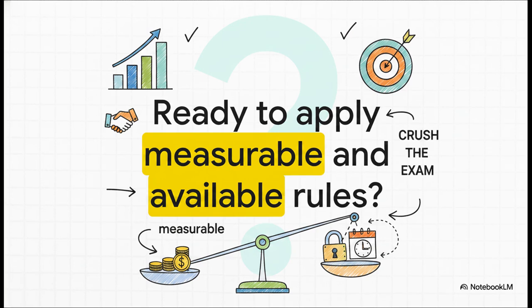So, I'll leave you with this final, empowering question. Are you ready to stop memorizing endless, confusing lists and start actually applying the golden rule of measurable and available? Once you make that mindset shift to focus on accountability for current resources, the rest of governmental accounting falls perfectly into place.